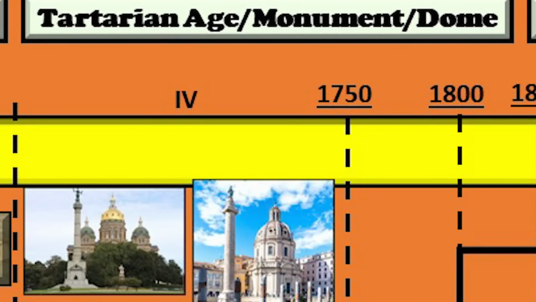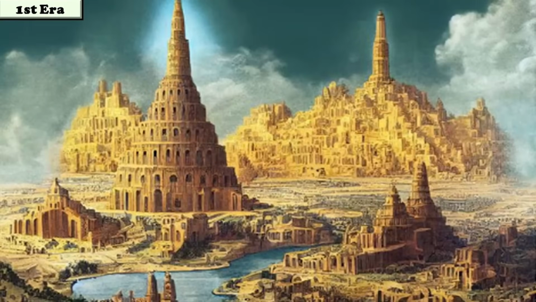Today we're going to be looking at the Tartarian Age, or the 4th era. Now, I call this the Tartarian Age, and there are many alternative researchers that are saying we shouldn't be using this term all the time. It's just a name that's associated with it, a worldwide civilization that existed before our own. But what did it really look like?